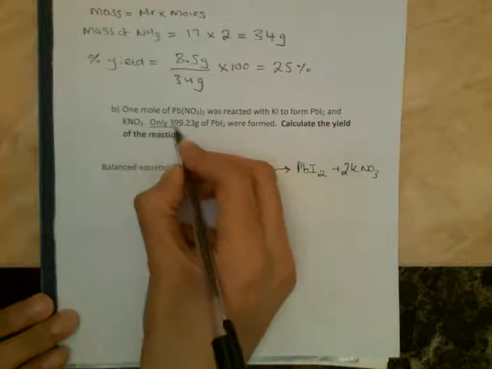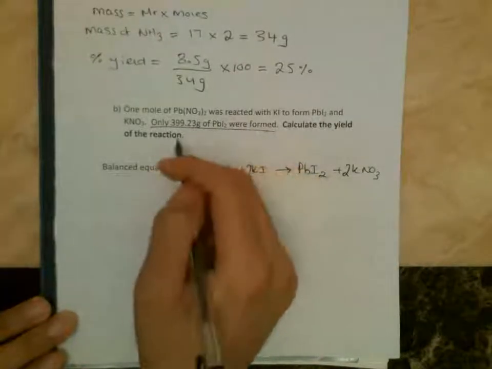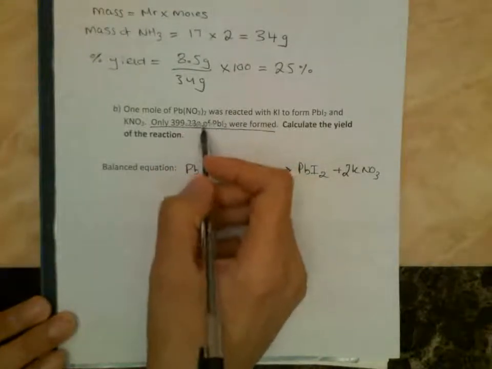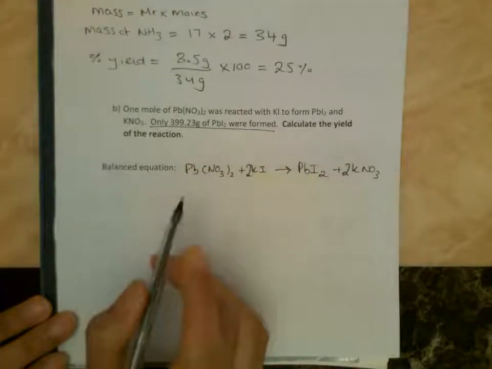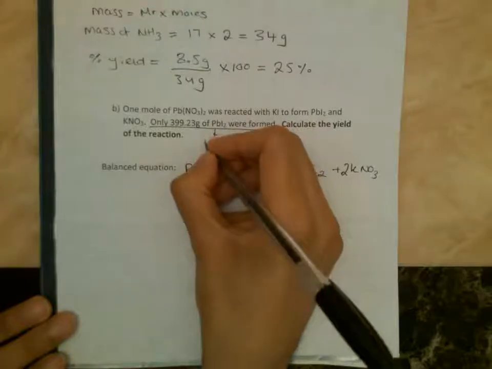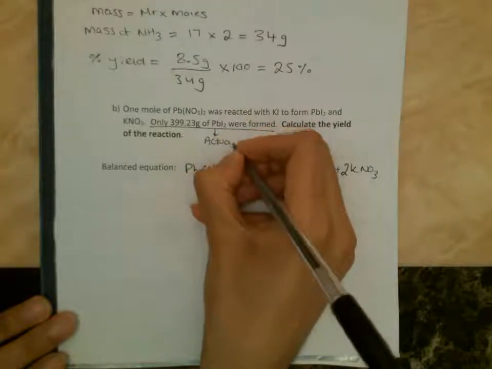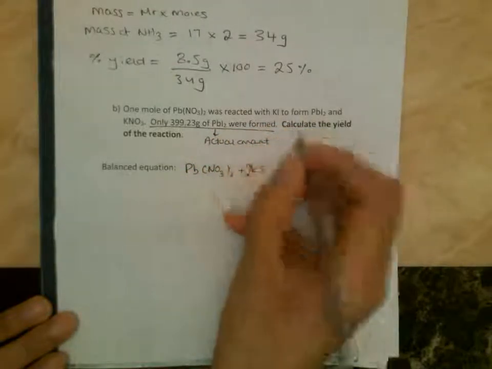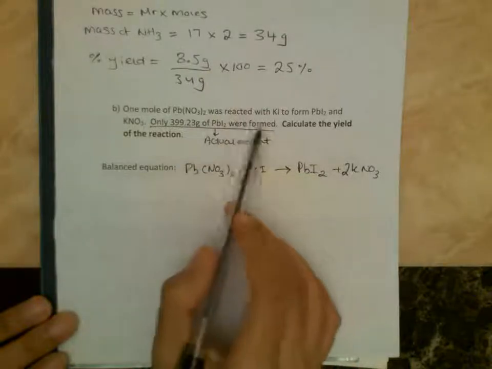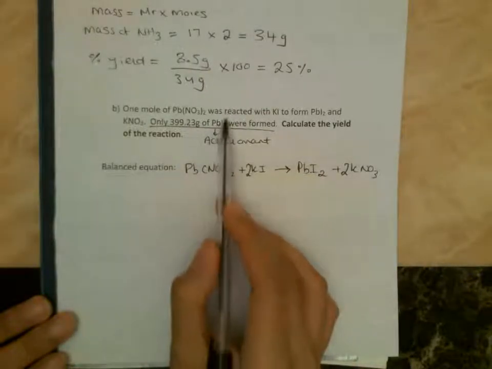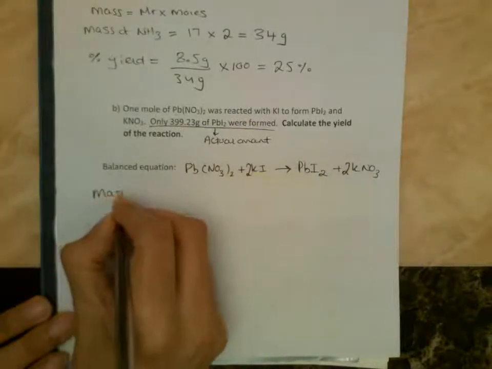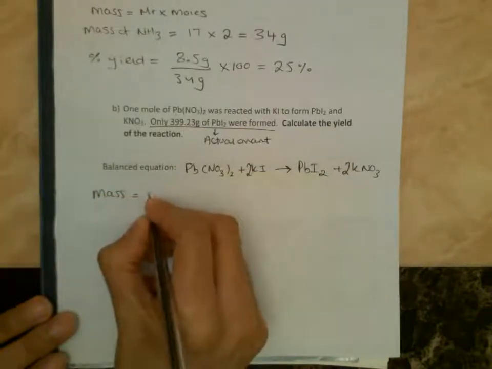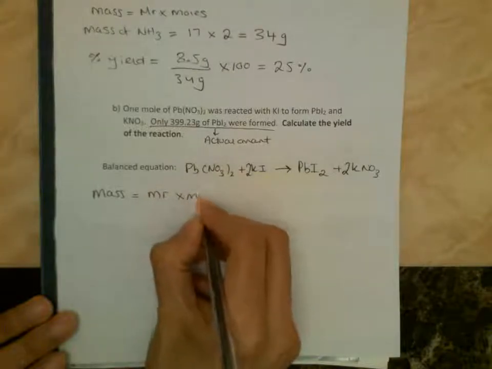Now, we were told that only 399.23 grams of lead iodide were formed. So that is our actual amount. Now we need to calculate the theoretical amount of lead iodide that is formed. And again, we do the same principle, same equation as before. Mass equals Mr times moles.